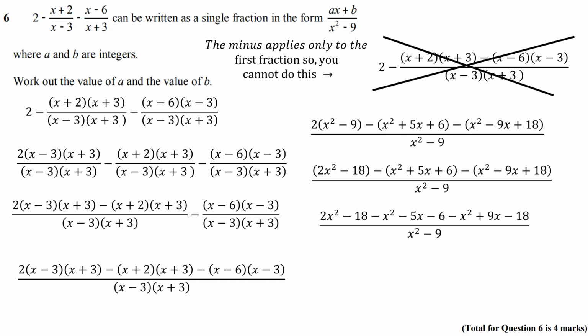You have a calculator, so you can do it on that. And then you have minus 5x and positive 9x, which is 4x. So you have 4x minus 42 over x squared minus 9. Now it's in the form that it wants. So just say, what's next to the x? That's a. What's next to the x here? That's 4. So a equals 4, and b here is minus 42.